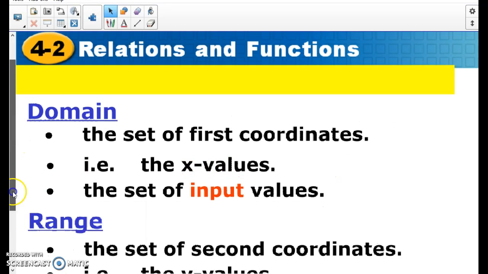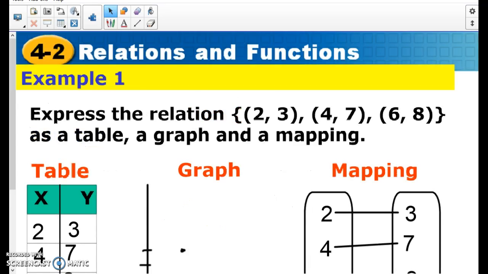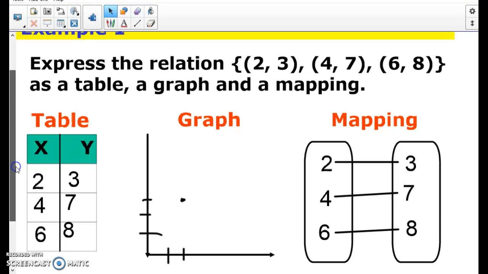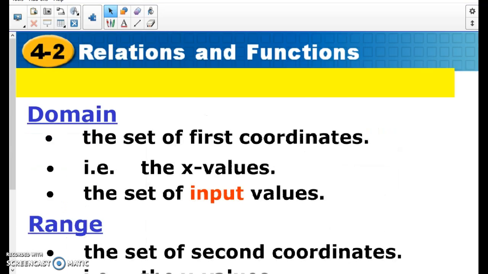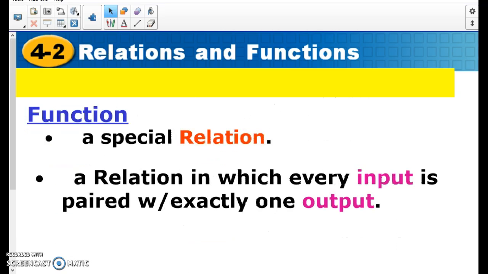Words for y. So I could have the range, the y, or the output. All of those mean y. Okay, again, so that means I'm putting in 3, 7, 8. If I ask for range, y, or output, that's what those mean.